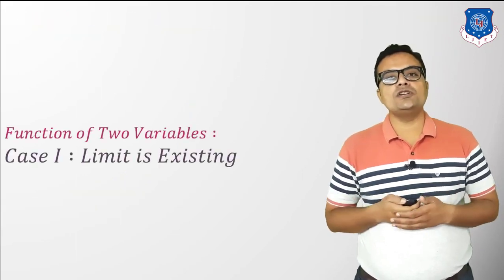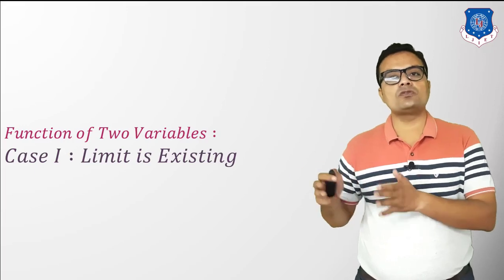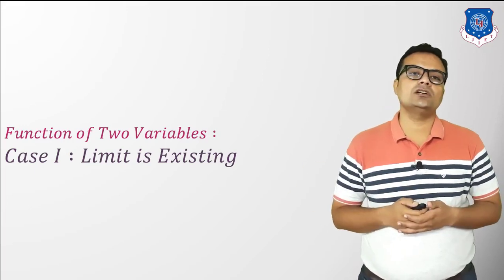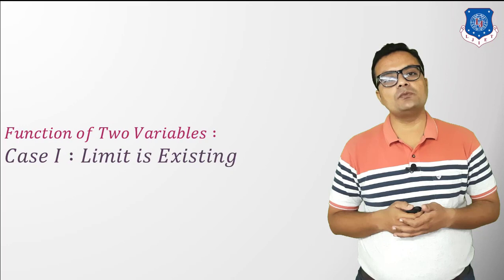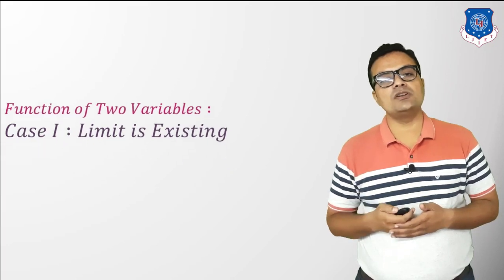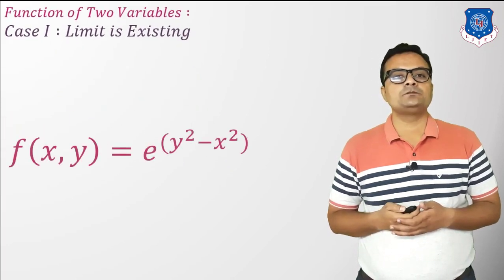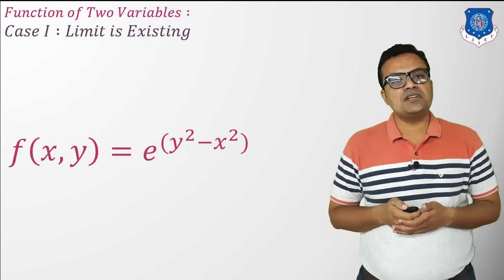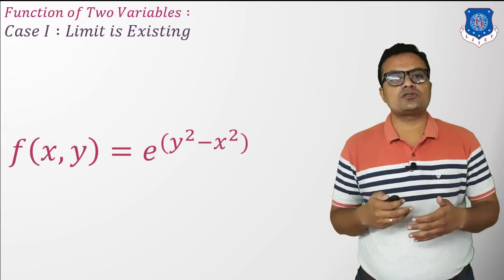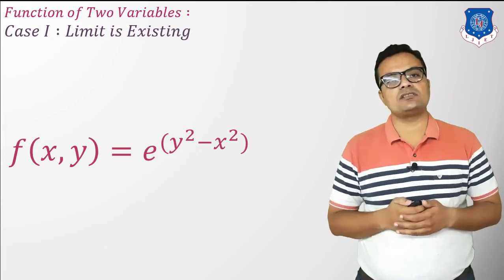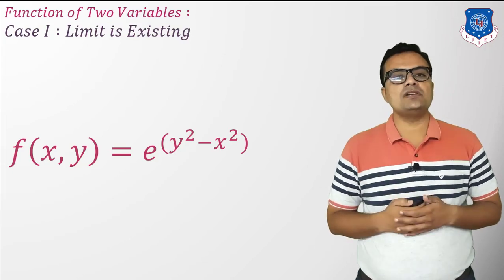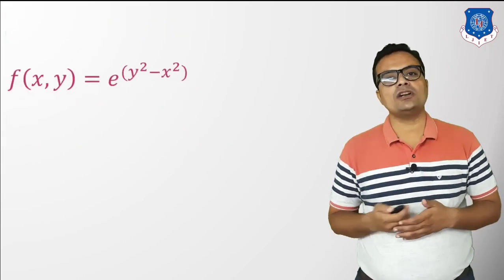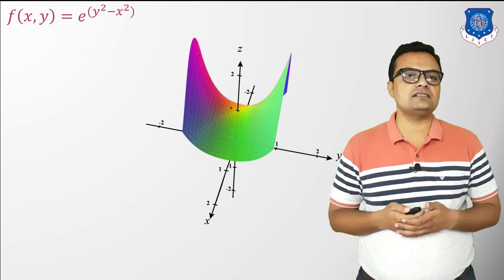So now we are moving towards a meaningful way to construct the definition of function of two variables, which is limit for function of two variables. So the first case is limit is existing. Now let us check first of all or verify our construction in which cases limit will be existing and in which case limit will not exist. So this is the first case where limit is existing.